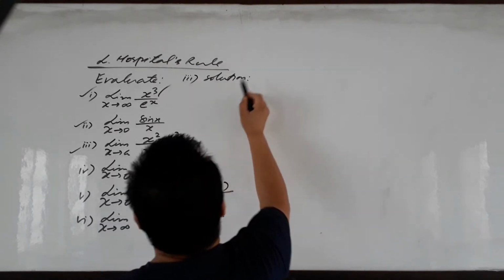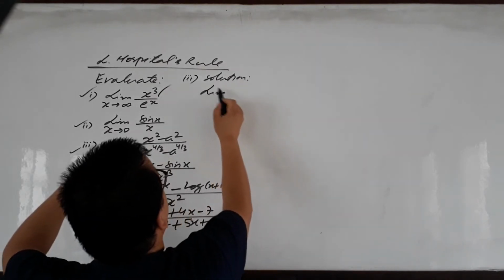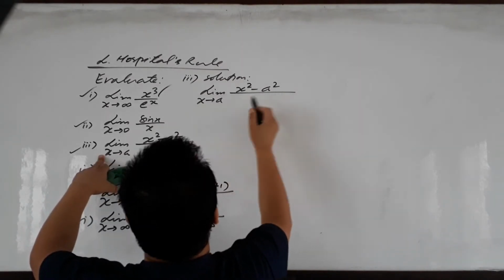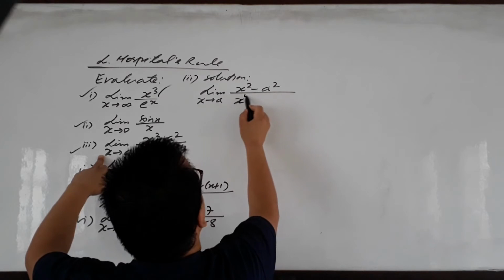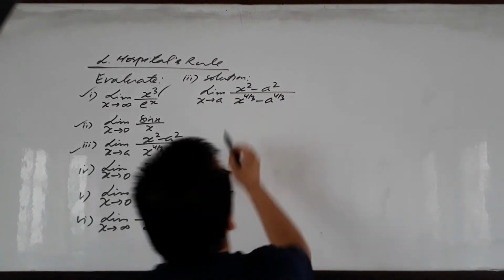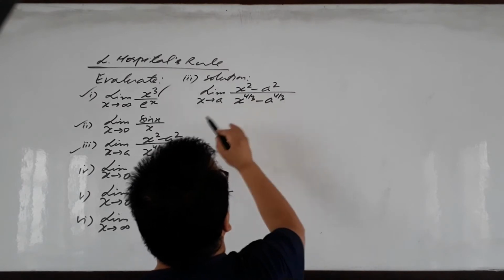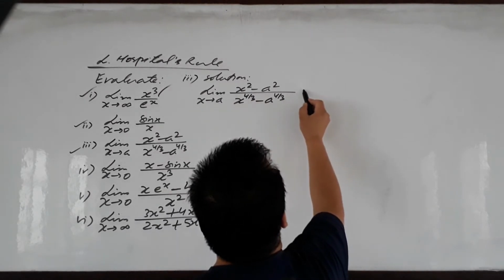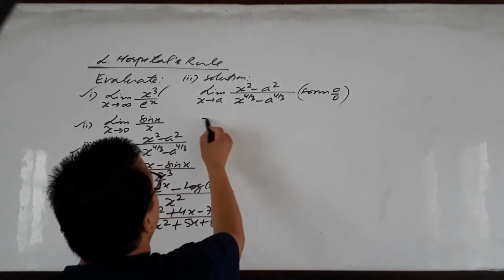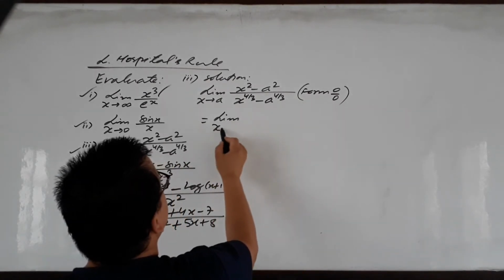Solution, definitely you will enjoy. Limit as x tends to a of (x^(4/3) minus a^(4/3)) over (x minus a). If we put only a here, it's going to be 0 upon 0 form. So let's apply L'Hospital's rule.